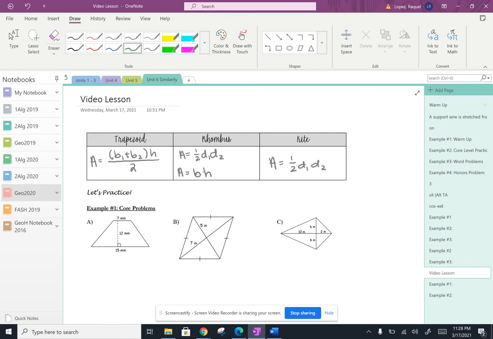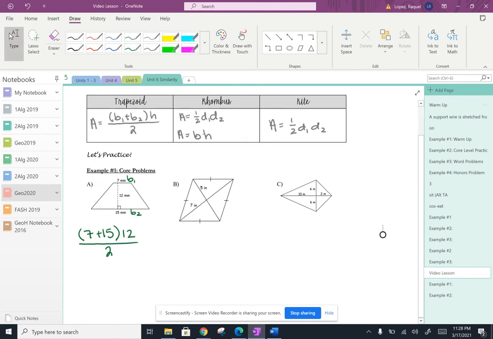Okay, so let's put these formulas into practice. So let's do some core problems. In example 1A, we've got a trapezoid shown, and we've got the two bases, 7 and 15. So we're going to stick those numbers into our formula, and we also have the height. So we're going to do 7 plus 15, because those are base 1 and base 2. We're going to multiply it by the height on the outside, because we know the height is 12, and then we're going to divide everything by 2.